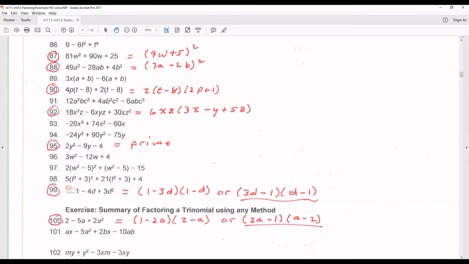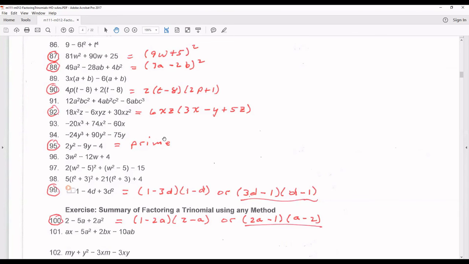Number 90. I've got a t minus 8 and a t minus 8 that I can factor out of this whole thing. So I've got this t minus 8 that I factored out. Well, first of all, I can factor a 2 out of both of these. So I did that. And then I've got the t minus 8 I factored out, leaving a 2p, because I factored the 2 out of this first term, plus 1, because I factored the 2 out of that term.